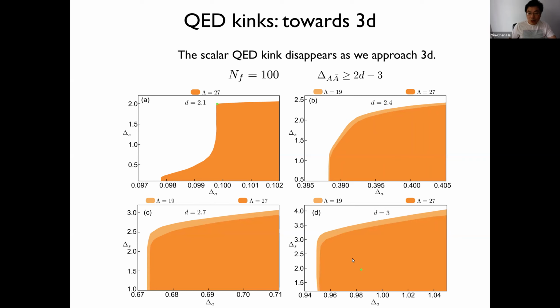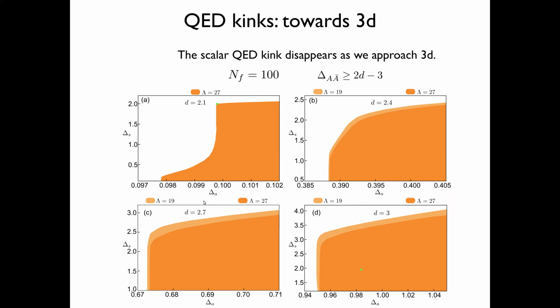So we don't understand why this is the case. One reason we certainly know is that the numerical convergence becomes worse and worse as we go to higher dimensions. Here, for example, you can see the discrepancy between different lambdas becomes larger and larger as dimension increases. But we don't know whether that's the only reason, or whether there is some more important reason that makes this kink disappear.